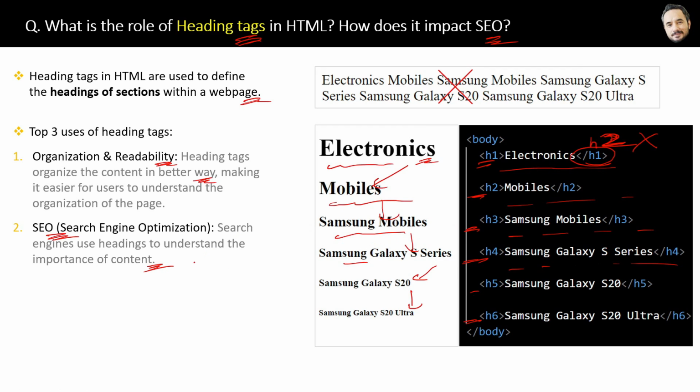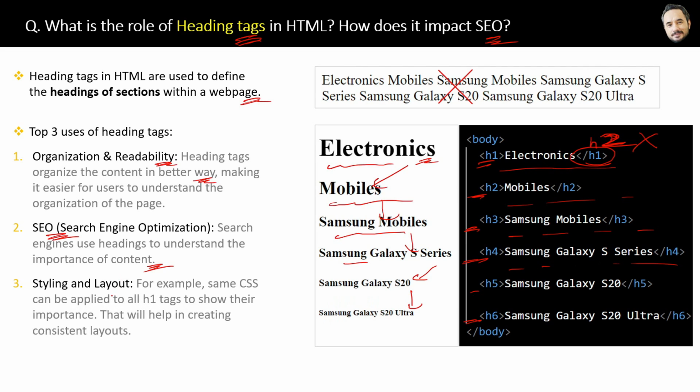Again, there are also other important factors for SEO, but this is one of them. Also, do not overuse H1 tags, otherwise there will be a negative impact on SEO. Okay. Third and last use of heading is styling and layout. For example, the same CSS can be applied to all H1 tags to show their importance and the uniformity and resemblance, like they are the top headings H1. For example, all H1 tags on your web page can be of red color. Okay, so what it will do is make your page more consistent, right? Great, that's all about the information about the headings.